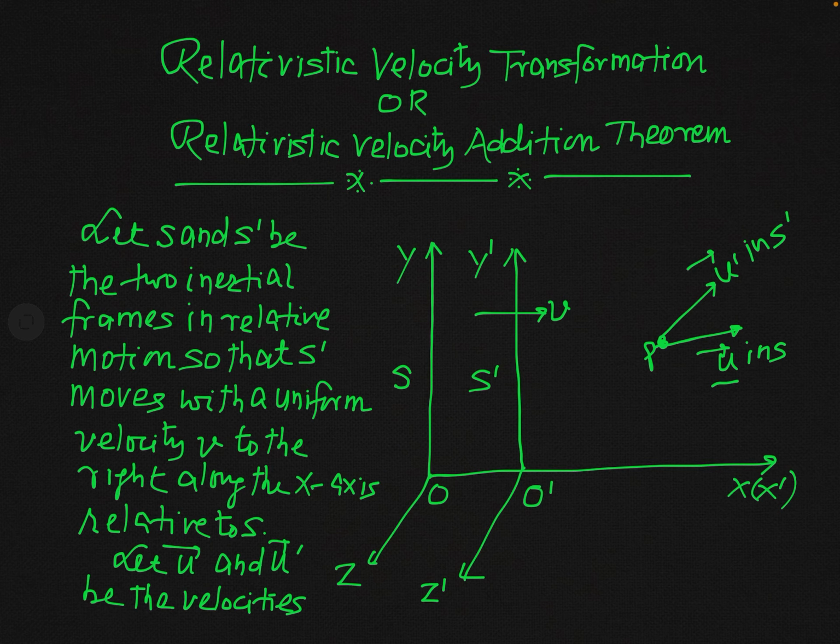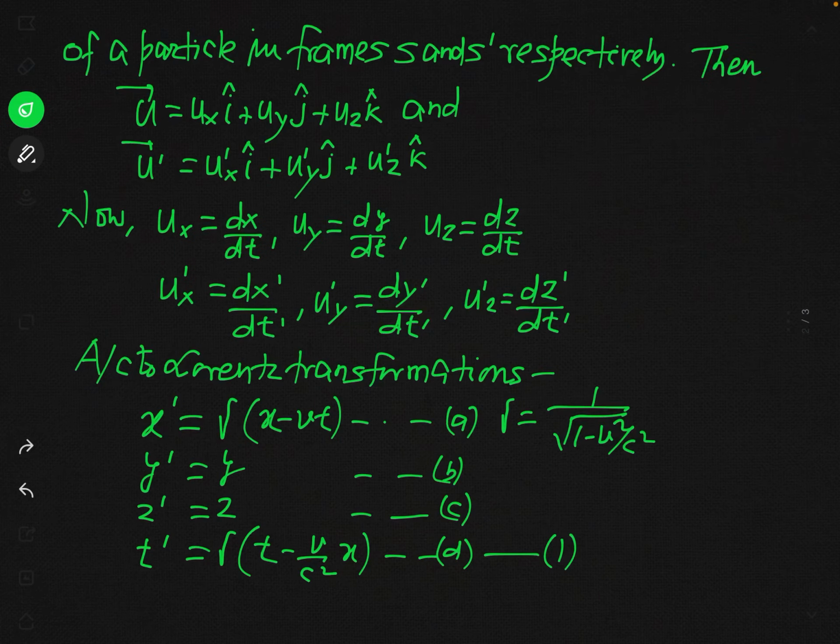Now you know, to get the general result, we consider that the motion of this particle is in 3D space. And if the motion of the particle is in 3D space, you know that the velocity vectors u and u prime will have three rectangular components, that is components along the x-axis, y-axis and z-axis. Let us consider that ux, uy and uz are the components of velocity vector u in the S frame, and so we can express this vector u as ux i plus uy j plus uz k.